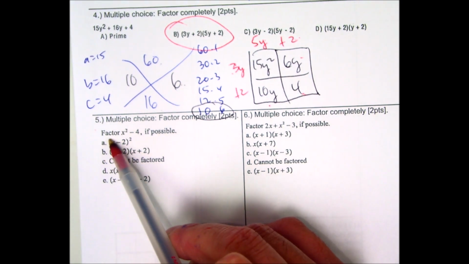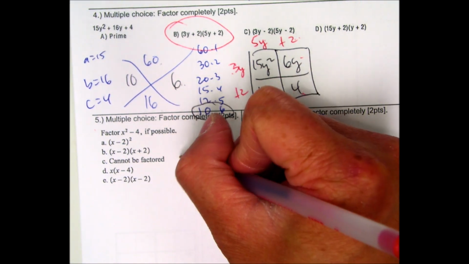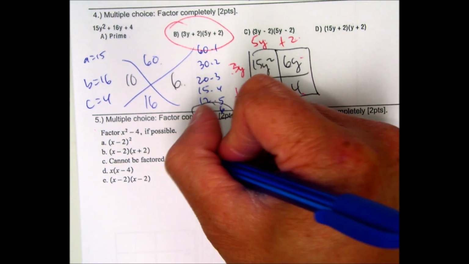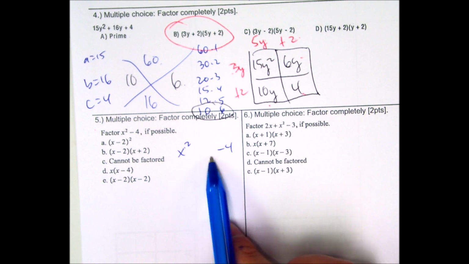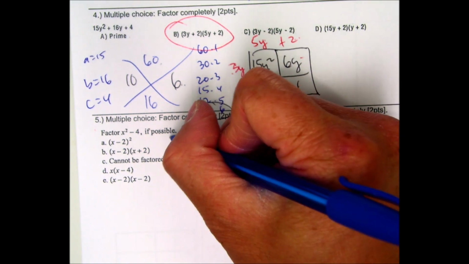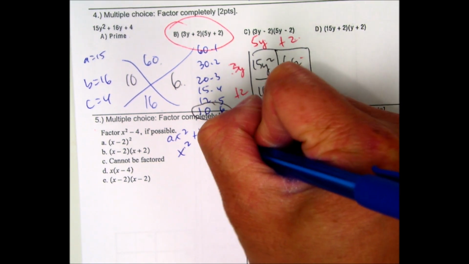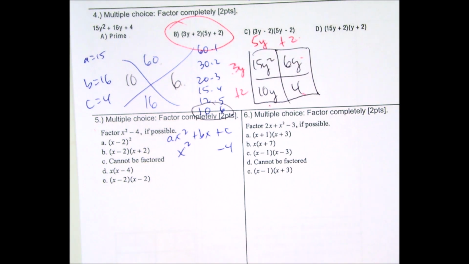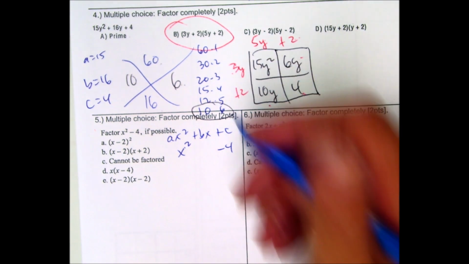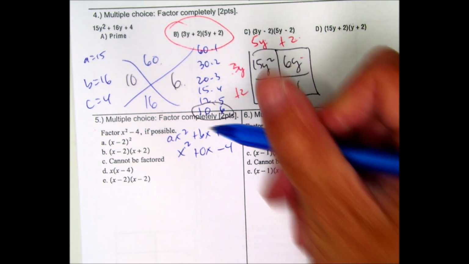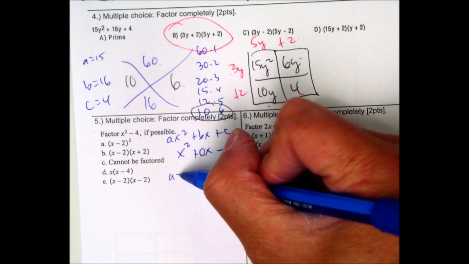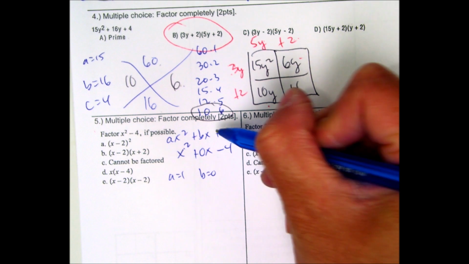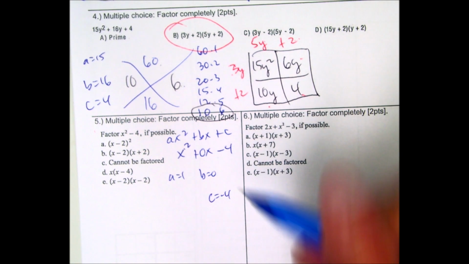Question number 5, factor x squared minus 4. So I wrote the space there because there is no b value. So on the b value, you might want to just add a 0. So your a value here is 1, b value is 0, and your c value is negative 4.